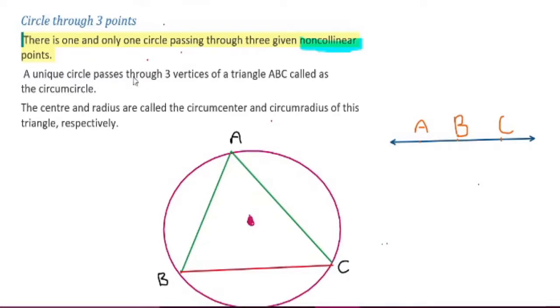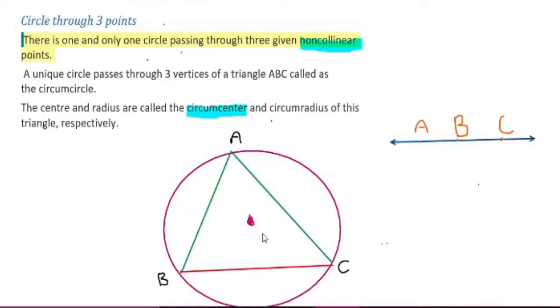A unique circle passes through the 3 vertices of a triangle ABC, called the circumcircle. This circle is called the circumcircle because the circle is circumscribing the triangle ABC. And the center and radius are called the circumcenter and the circumradius of this triangle. This circle has a center and this center is called circumcenter, and for this circle we can find the radius.